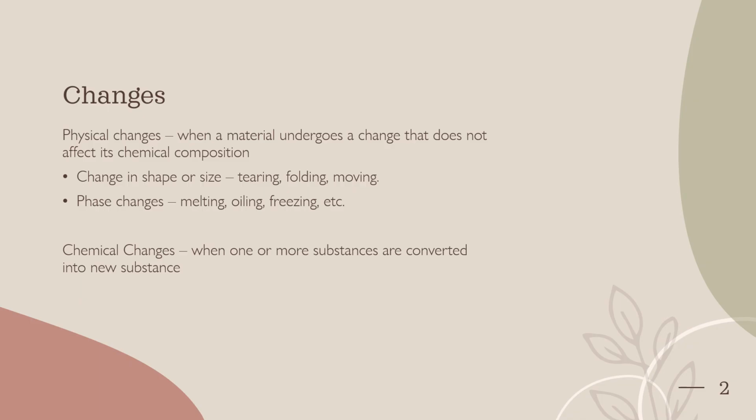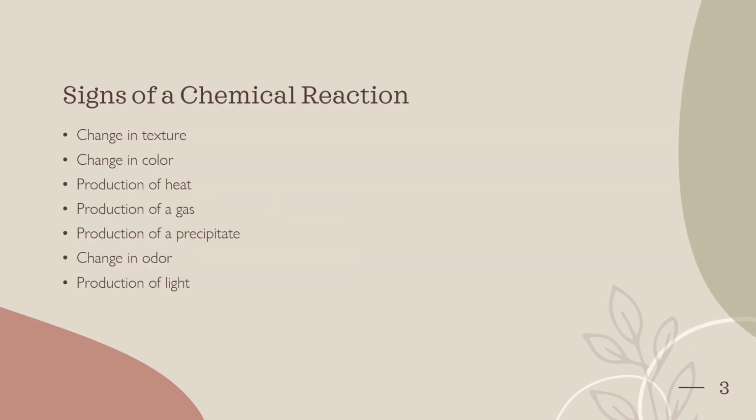Now here are some signs for chemical reactions. So first is a change in texture. That's when the substance feels different. Next is a change in color. That's if it turns from blue to pink or pink to green or something like that. Next is a production of heat.